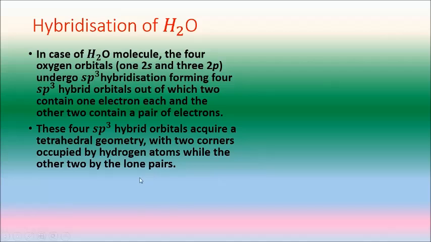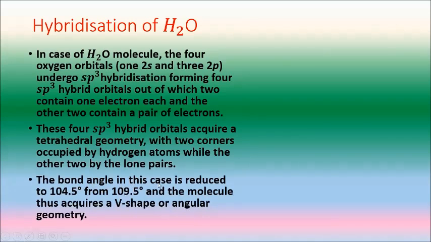How is it occupying? Because the two unpaired electrons in the p orbital will overlap with the hydrogen atom's s orbital. That means sp3-s overlap is there. So it gives you a sigma bond, and that's why we are saying that on the tetrahedral geometry, two corners, these two hydrogen atoms will occupy. And what about the other two places? The lone pair is there.